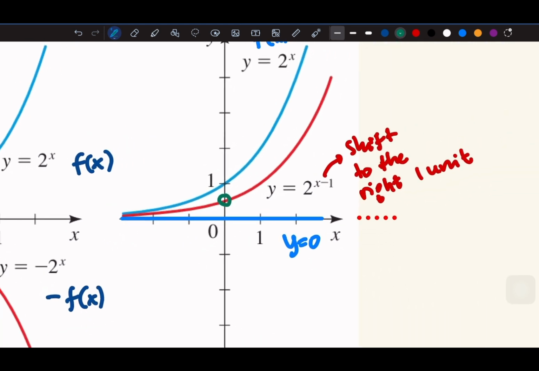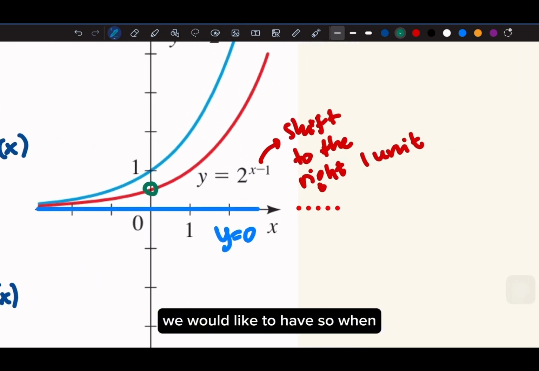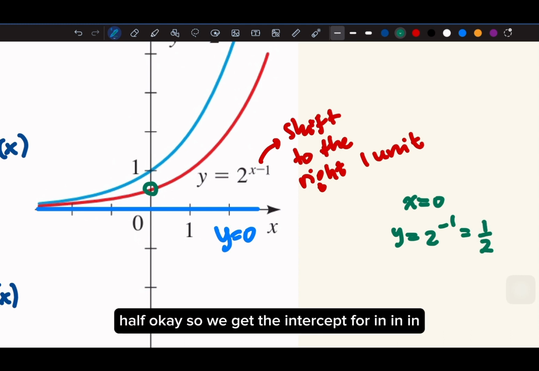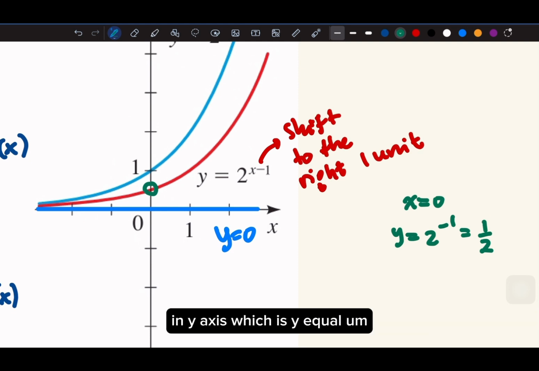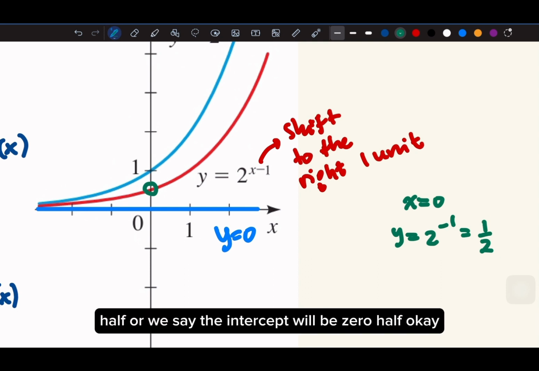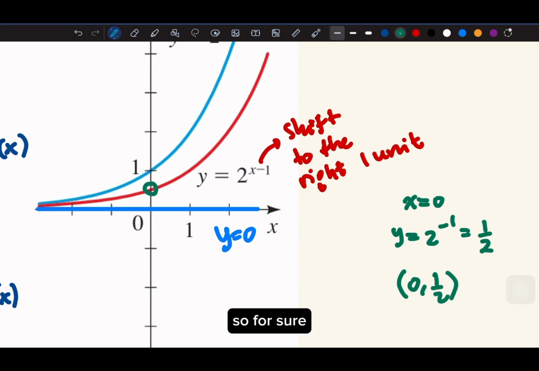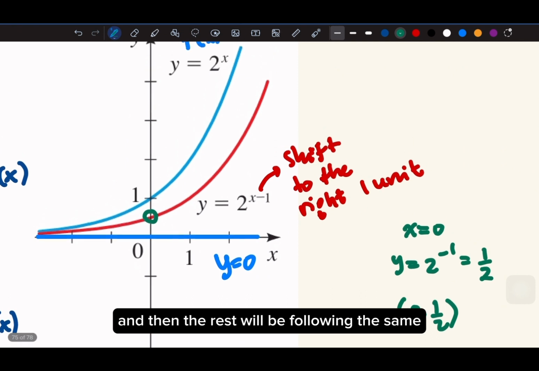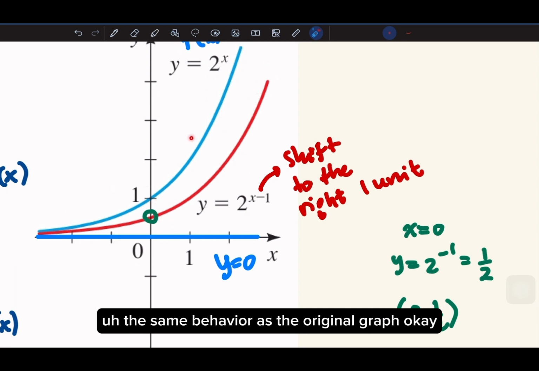So when x is 0, y is half. Okay, so we get the intercept on the y-axis, which is y equals half, or we say the intercept will be (0, half). So for sure the graph should cross that point, and then the rest will be following the same behavior as the original graph.